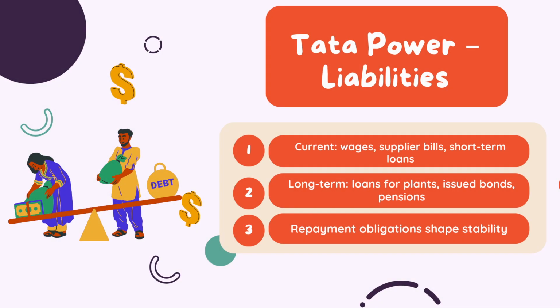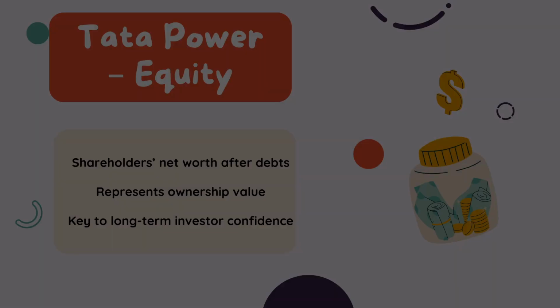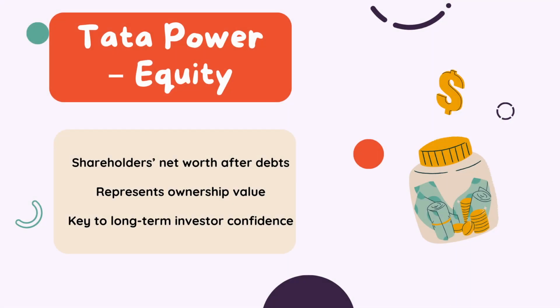Second, liabilities. These are debts and obligations. Current liabilities include employee wages, bills to vendors, and short-term borrowings. Long-term liabilities are loans for building power plants, bonds issued to raise funds, and pension obligations. Third, shareholders' equity. This is what belongs to the shareholders after all debts are paid, essentially the company's net worth.